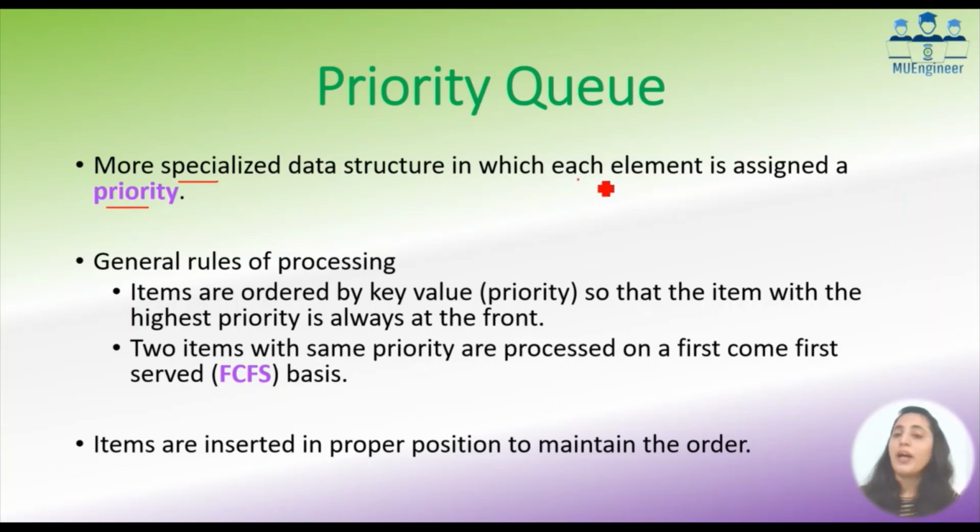बट इतना समझ लेना, यहाँ पे हर एक एलिमेंट को, मतलब डेटा मेंबर को सिर्फ वैल्यू नहीं होता है, उसके साथ उसका प्रायोरिटी भी आता है. ओके, so now we can say general rules for processing. Items are ordered by key value priority, so that the item with the highest priority is always at the front. हमारे पास जो भी आइटम आएगा उसके साथ उसका प्रायोरिटी आता है, और जो इसको हाईएस्ट प्रायोरिटी रहता है उसको हम लोग फ्रंट में डालते हैं.